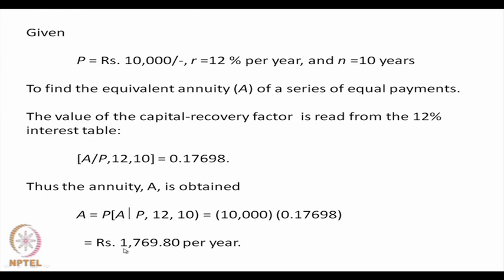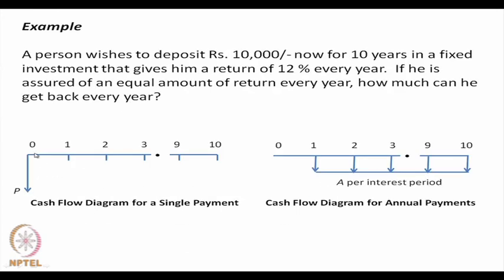So, the answer is 1,769 rupees 80 paise. So, it means that if the person pays 10,000 rupees now, for the next 10 years including this year, he will get 1,769 rupees 80 paise every year.